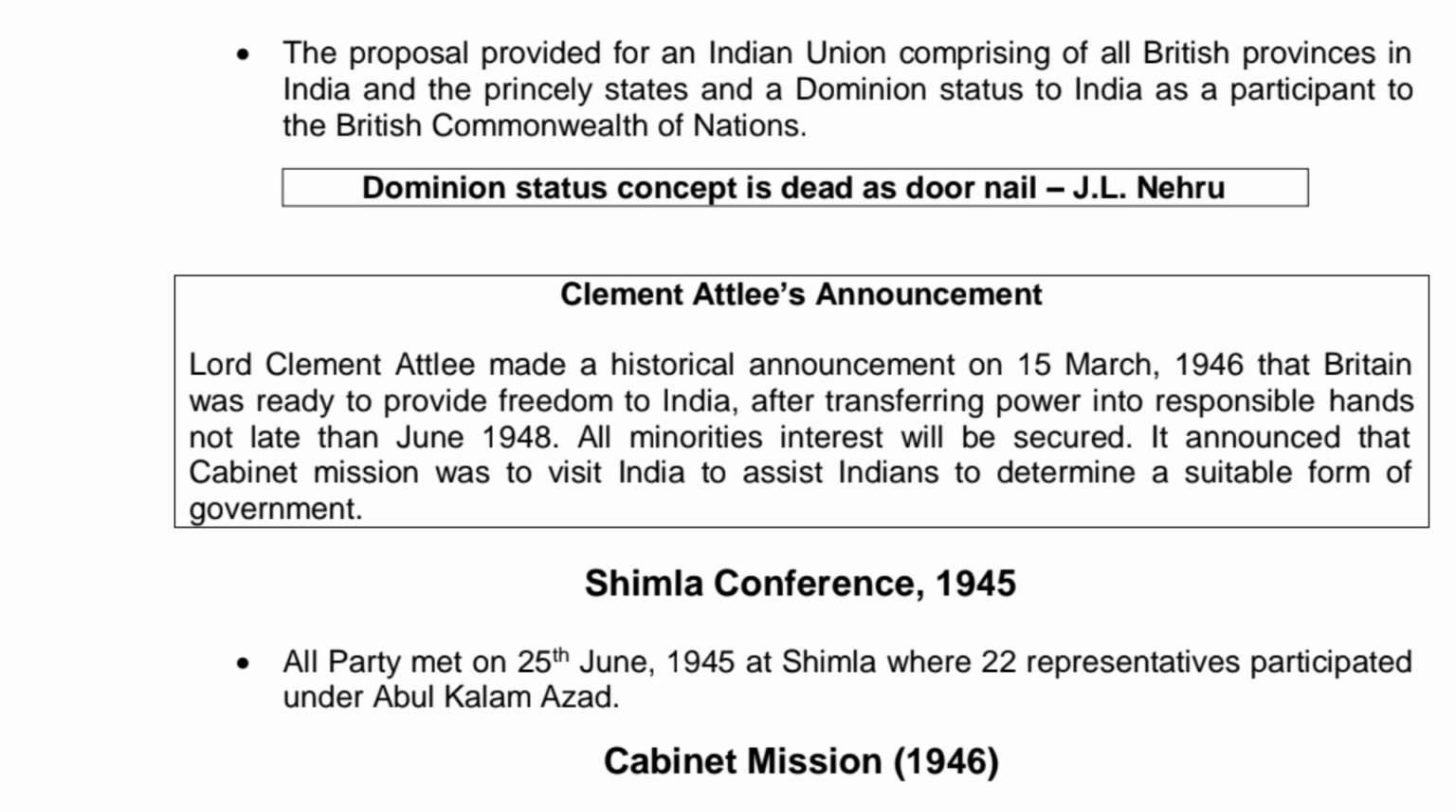Nehru. Next, Clement Attlee's announcement. Lord Clement Attlee made a historic announcement on 15th March 1947 that Britain was ready to provide freedom to India after transferring power into responsible hands, not later than June 1948. All minorities' interests will be secured. It announced that the Cabinet Mission was to visit India to assist Indians to determine a suitable form of government.